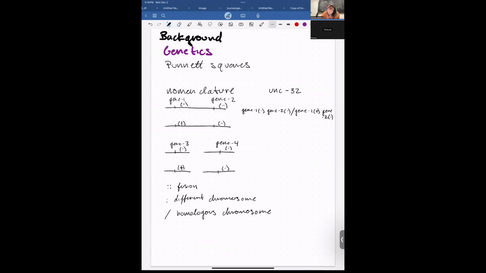So I would write this as gene 3 mutant and a slash to indicate on the homologous chromosome, gene 3 wild type. And then I would use a semicolon to show on a different chromosome. And then I'd write gene 4 mutant. Okay, does that make sense?